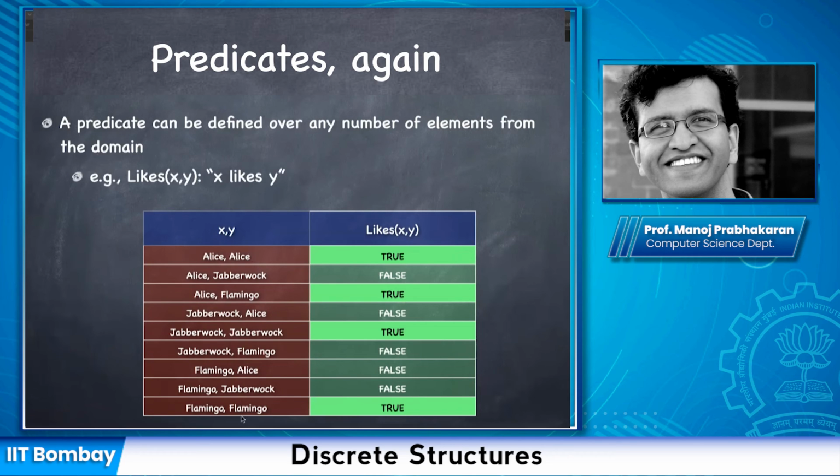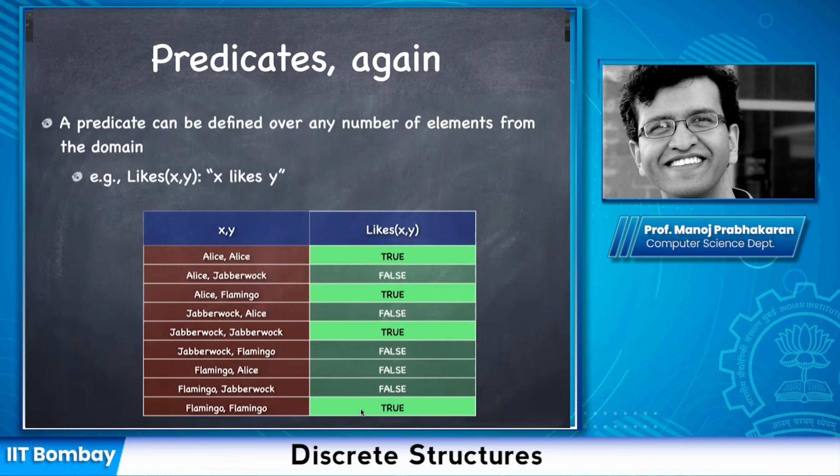So I list down all 9 pairs of x, y here. And for each of them, I can write down whether x likes y or not. So Alice likes herself. She also likes Flamingo. Jabberwock likes itself, and the Flamingo likes itself, and nobody else likes anybody else other than this. Okay, so that's my new predicate likes, and I have defined it.